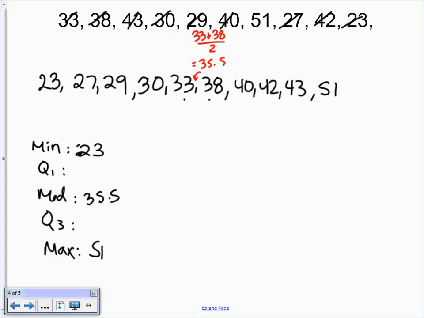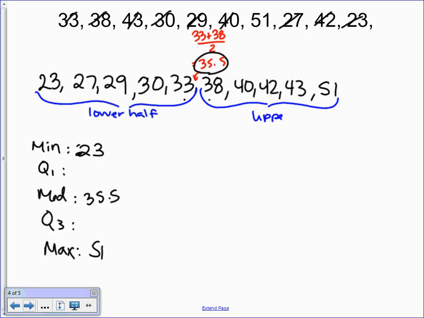Excellent. Now remember, on this next step that's kind of new to us, when we're doing the lower and the upper half of the data, do not include the median. Well, it just so happens that our median wasn't really included in the data anyway, so that works out fairly well for us. The number on the left that we use to calculate the median is part of the lower half, so 33 and everything below it is the lower half of my data. 38 and everything above it is the upper half of my data.